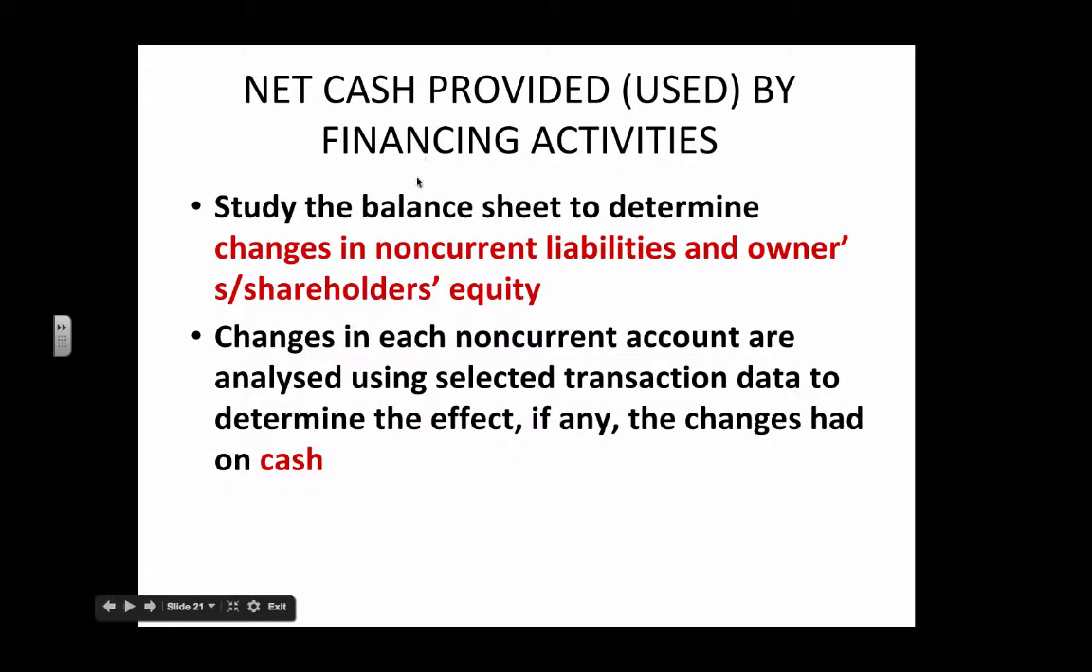And the financing activity section, again, you're going to study the balance sheet to determine changes in non-current liabilities. So these are the long-term liabilities, and your owner's or shareholders' equity section of your balance sheet. And for these non-current accounts, you're going to see if they went up or down, and you're going to determine whether or not cash was involved. If cash was not involved, then that's not going to be used, and if cash went in or out, then you will use it in these sections. And we're going to actually complete a cash statement in the third video.